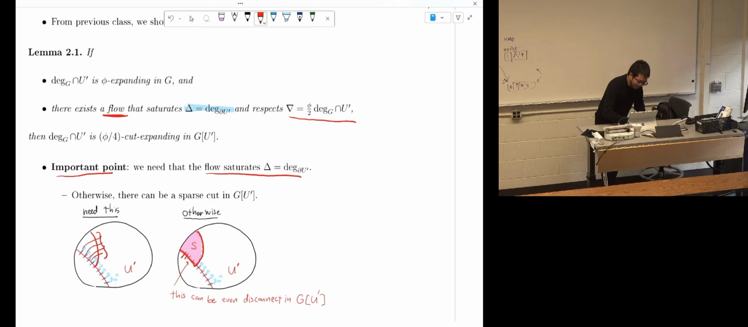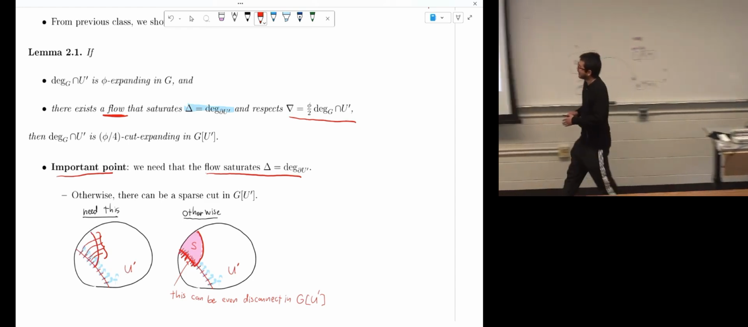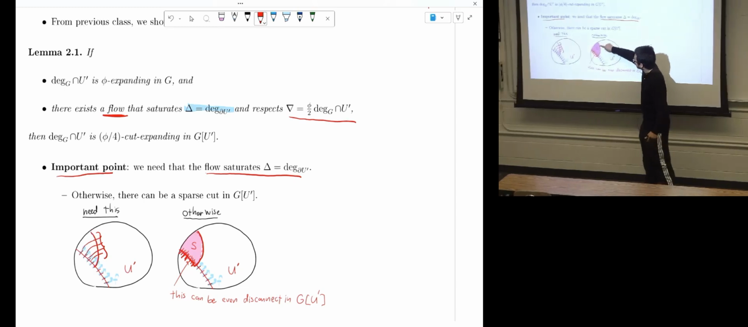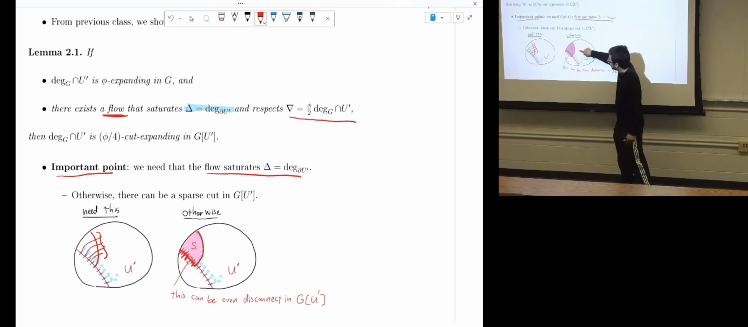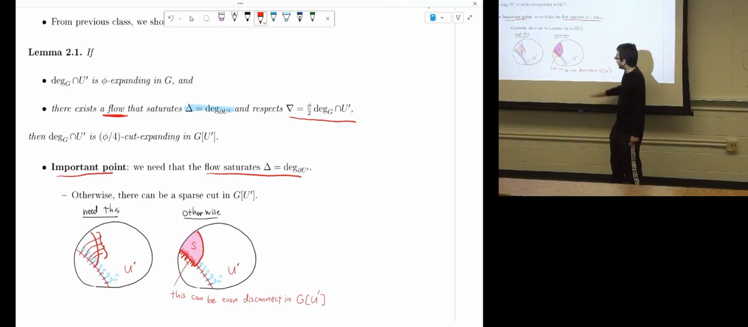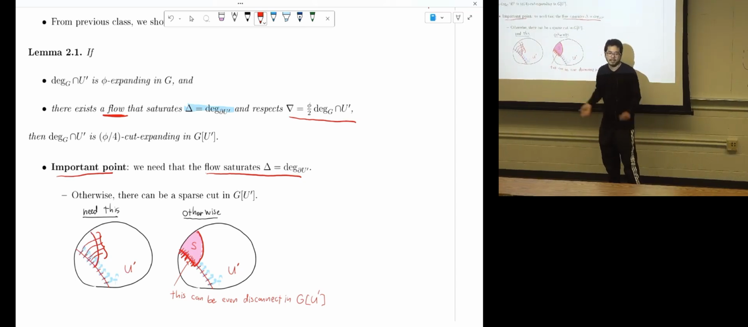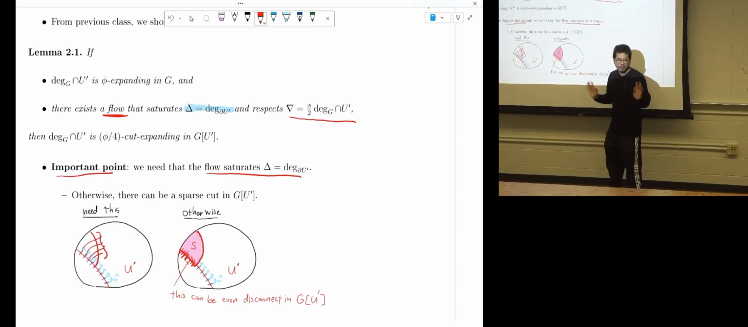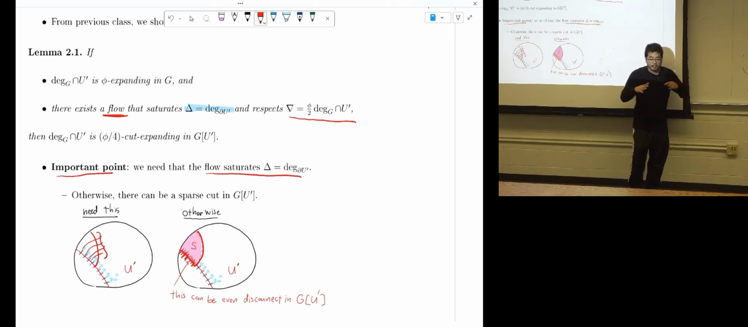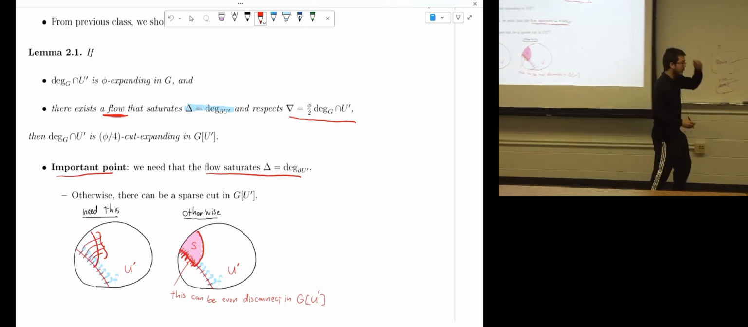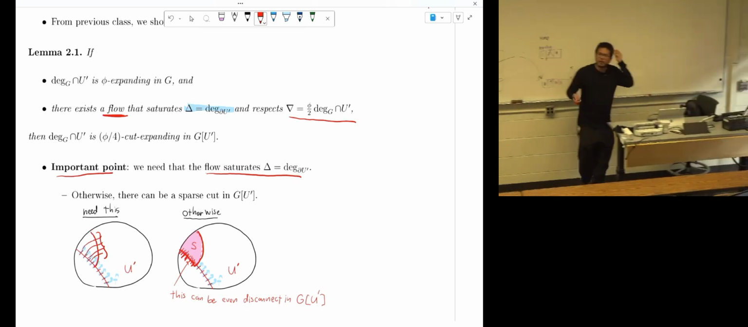That is, there can be many edges here, right? But now it might not be expanding in U prime, because there might not be any edges from S to U prime. Because if you don't send flow, then there is no way to certify that. You see this intuition? Okay. Sending flow from every edge is kind of the key to certify that there is no sparse cut. Okay, so that's basically what we want to do.